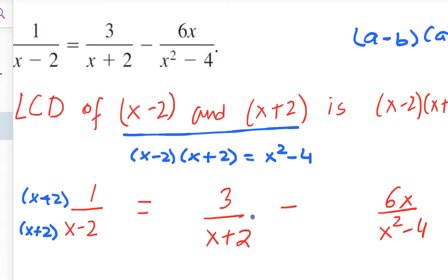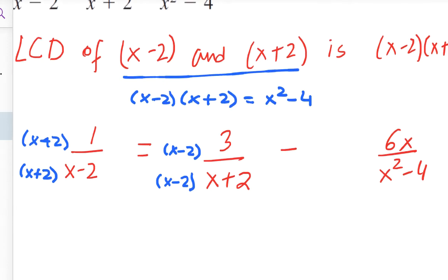Now for this expression 3 over x plus 2, we're going to multiply by x minus 2, the numerator and the denominator. Now for this expression, which already has an x squared minus 4, we just leave it, multiply this by 1, but just leave it like that. Now let's go ahead and solve it. So what do we get on this left hand side of the equal sign?